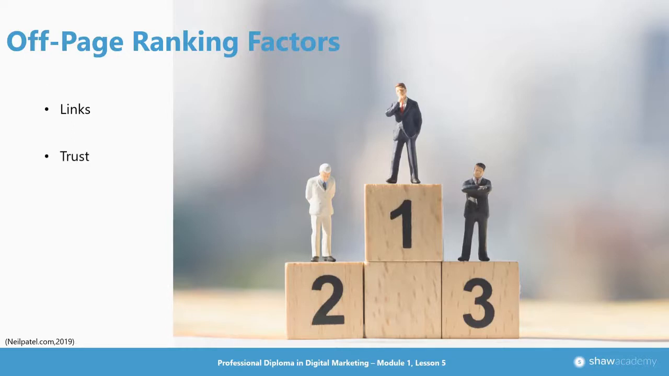Trust, this is to do with your reputation and if you have a security certificate. So that's the difference between HTTP and HTTPS. Social is a big off-page ranking factor, including things like links, shares, reviews, and other engagements. And then the history of your site and of your brand and your reputation, that is also a factor.